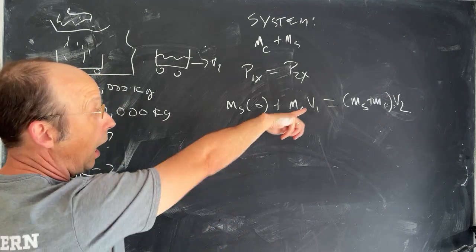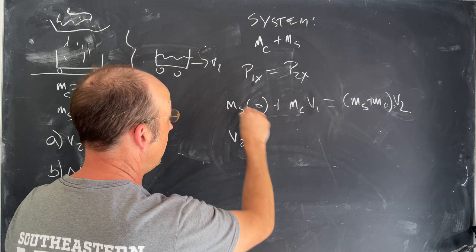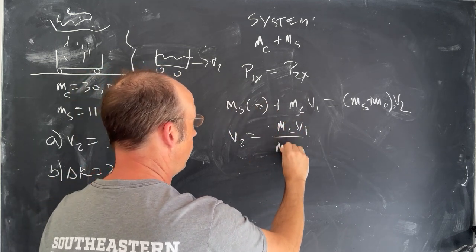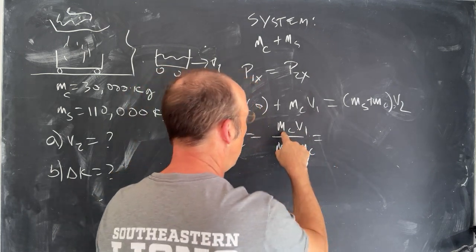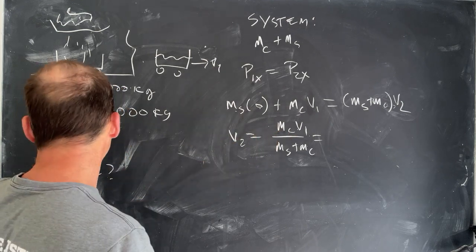Okay, so I want to solve for V2. That's not too hard. V2 is going to be this times 0, which is 0, plus MC V1 over MS plus MC. Let's put in our values. The mass, I'm going to do something a little tricky because I'm lazy. I'm going to put the mass of the car is 30.